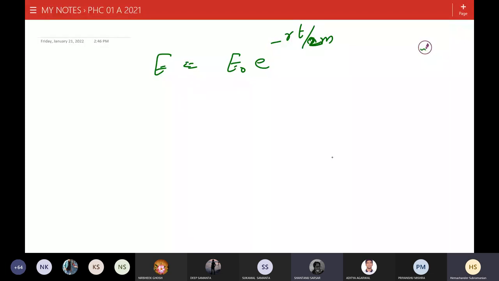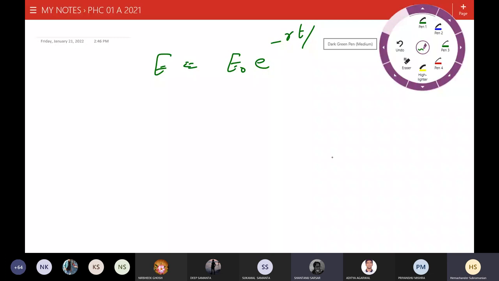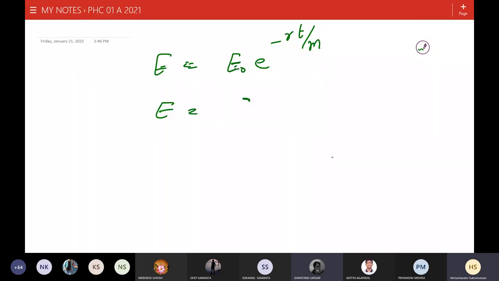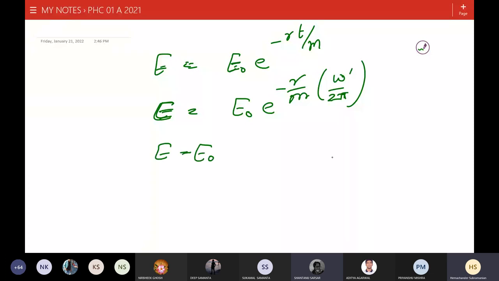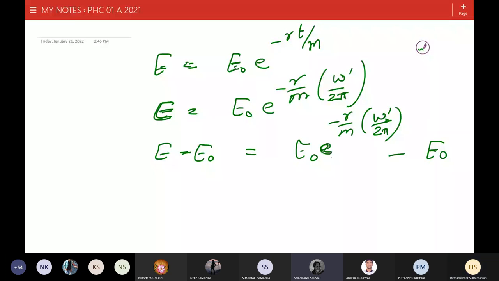What is the energy lost per cycle? Oh, sorry, not 2M, it's M. So what is the energy lost per cycle? Energy after one cycle is E naught, E power minus R over M, omega prime over 2 pi, right? So this is the energy after one cycle. So energy lost is E minus E naught, which is E naught E power minus R over M omega prime over 2 pi minus E naught, right? This is the amount of energy lost. Am I right or wrong?